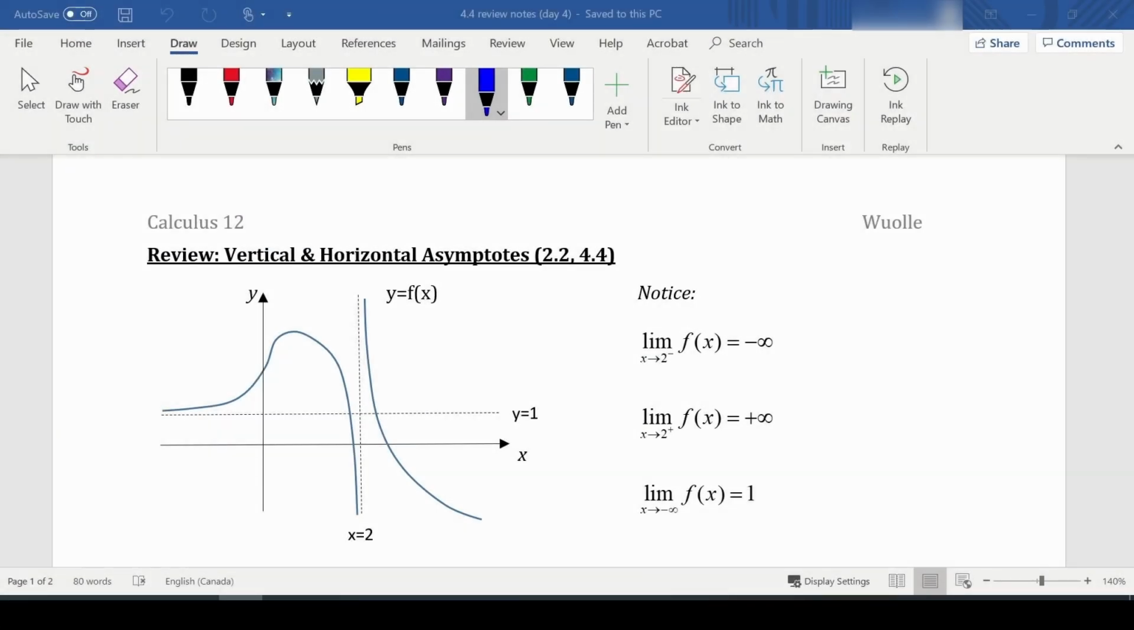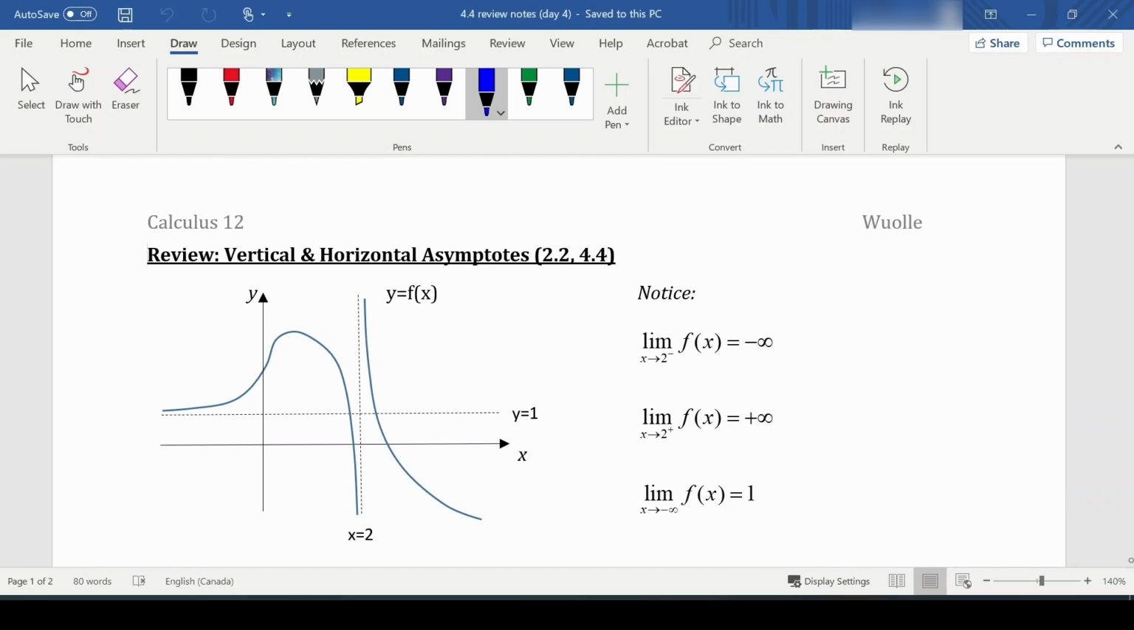Hello, and welcome to a quick review of 4.4 that we covered a little bit with limits in chapter 2, and these are going to help us with section 4.4 in this chapter. So just a couple things to remember, which was if we have the limit as x approaches some number, and our answer is infinity or negative infinity, this indicates a vertical asymptote at the number that x was approaching.